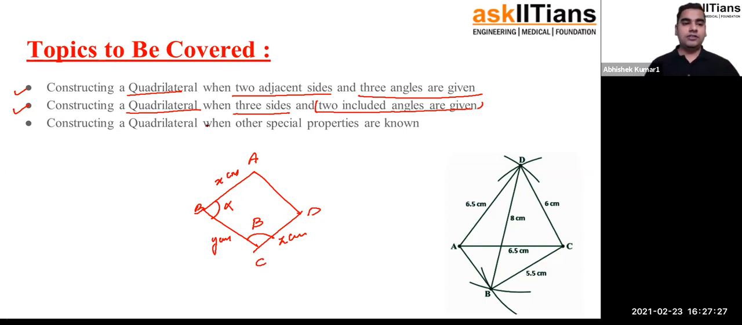Our third topic will be how a quadrilateral can be constructed when other special properties are known. What's the meaning of other special properties? It means how you can construct, let's say, a square, if you are provided some of the values related to that square, or how a rhombus can be constructed if sufficient measurements are provided to you in the problem. That's what we are going to learn in today's session. Understood? So I think we should start with our topic number 1 for today.